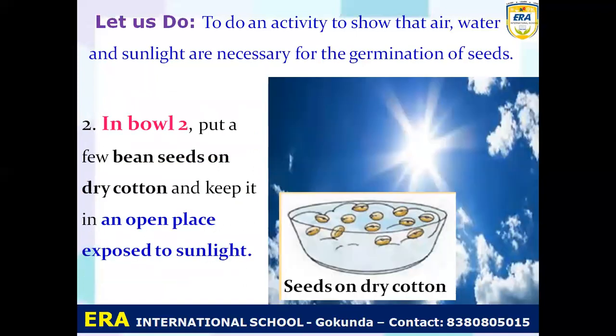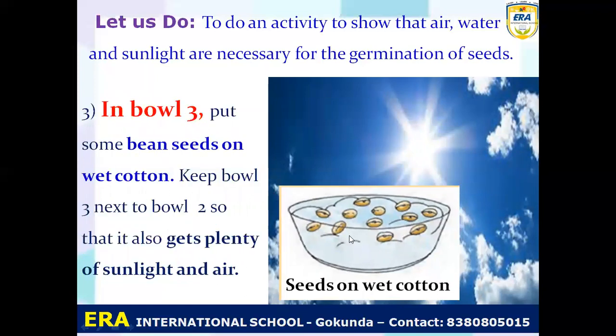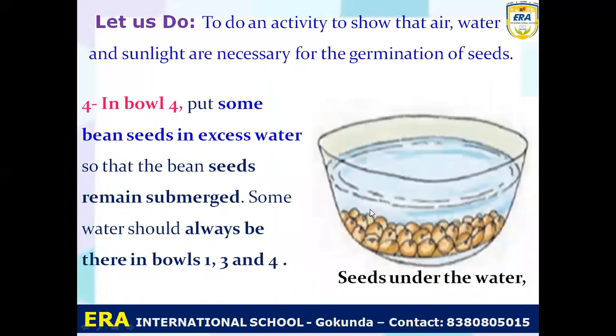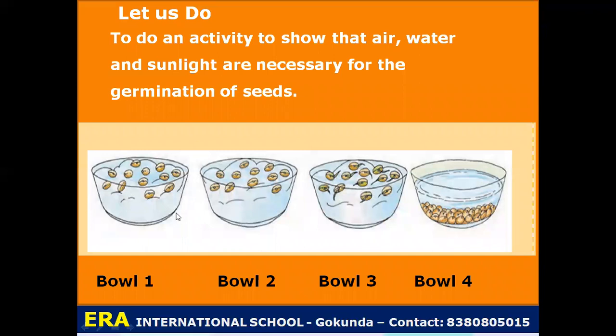So we can understand that in bowl third, which has the presence of water in the wet cotton, presence of sunlight, and the third one, presence of air, the seeds can germinate or grow into seedlings. So these are the four bowls. One is wet cotton placed in the dark room. Second is dry cotton, but placed in the presence of light. And third, you can see here, these seeds are germinating. They are placed on wet cotton in the presence of sunlight. And this is the seed which is placed under the water, so it will also not germinate.